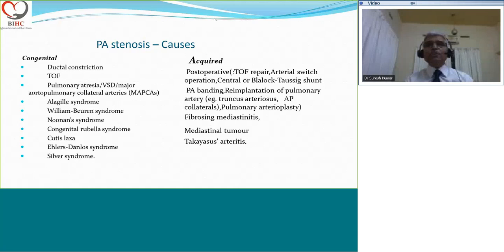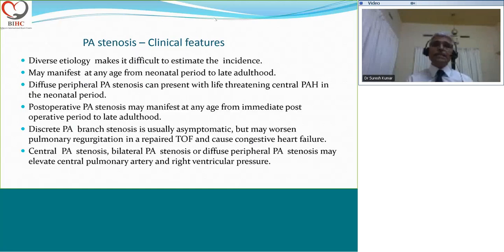Because of the diverse etiology, it is hard to estimate the incidence, and the presentation can be quite varied, from the neonate to late adulthood. A diffuse peripheral pulmonary artery stenosis can present with life-threatening central pulmonary arterial hypertension in the neonatal period. The first patient that I saw this way was a case of cutis laxa.